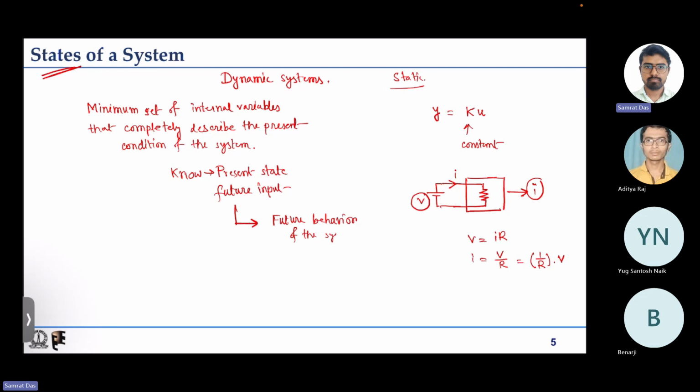Right? That is what we mean by states. Now let us have some example.